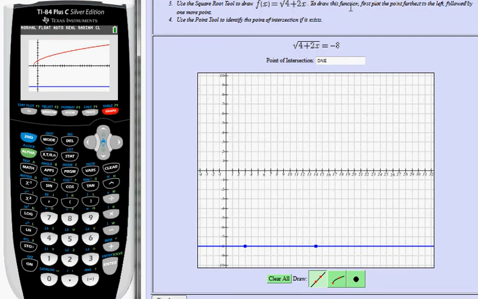To draw this function, first plot the point furthest to the left. And we've made these equations easy enough that our intent is not for you to have to do algebra to find that. Simply just assume that the values come out to nice whole numbers. So it looks like the point farther to the left is -2, 0, and then it also says followed by plotting one more point after that.